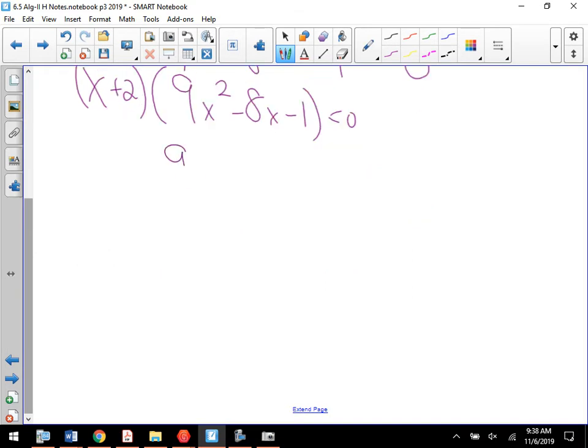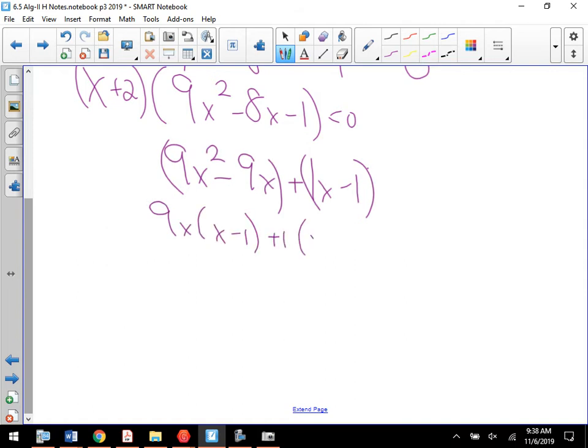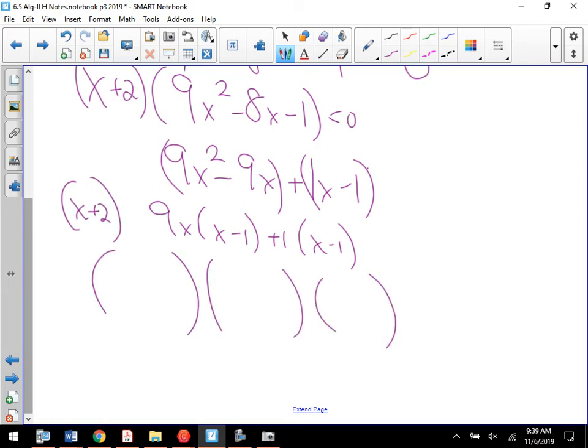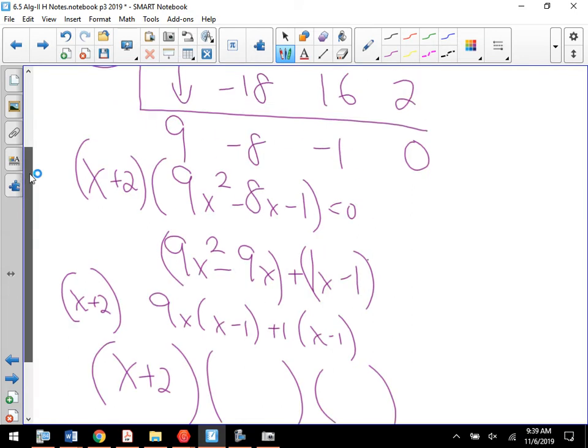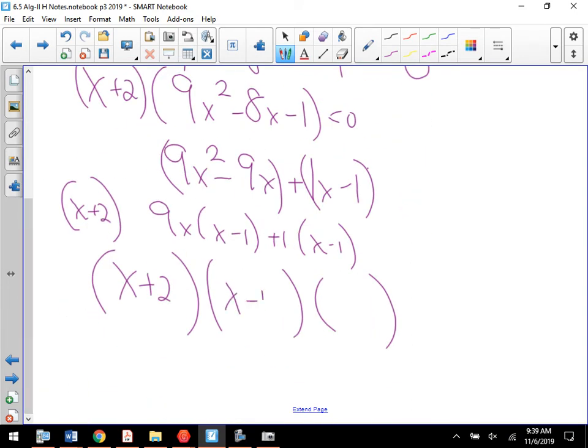So you have 9x squared minus 9x plus 1x minus 1. And we do some grouping. And then this x plus 2 is here as well. So your terms are the x plus 2, x minus 1 and 9x plus 1. Okay. The zeros that this generates then are -2, 1, and -1/9.